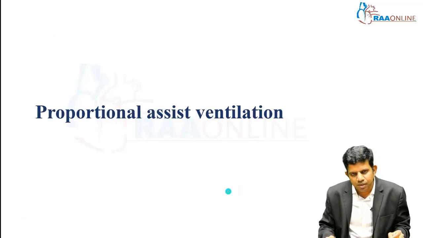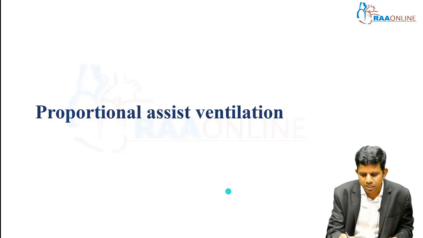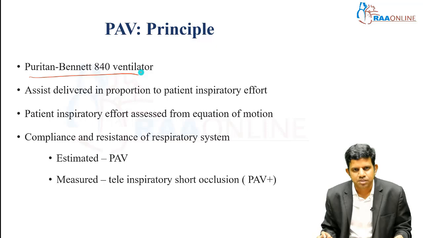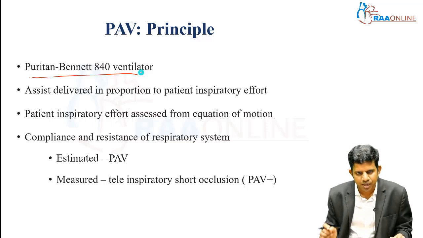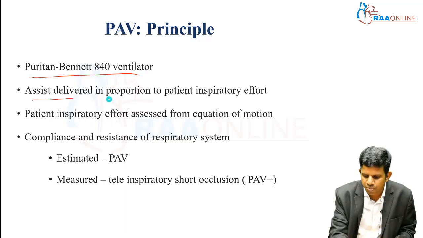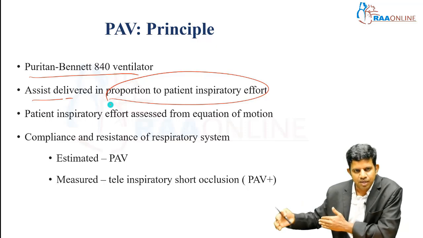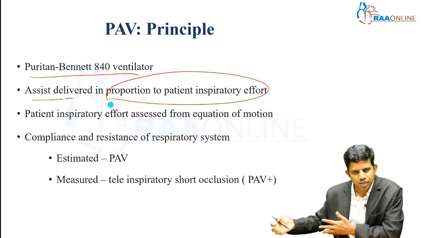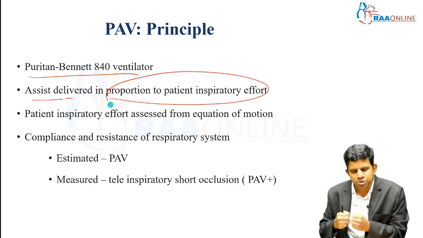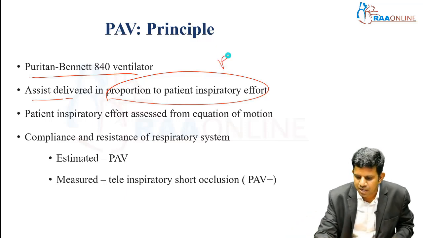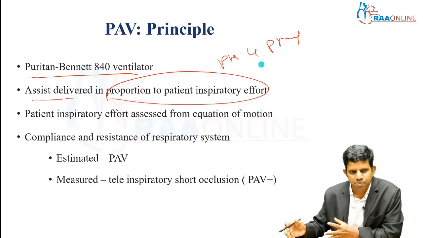First we will go with the first proportional mode of ventilation, that is proportional assist ventilation. Not all ventilators have this mode; only a few ventilators, such as the Puritan Bennett ventilator, have proportional assist ventilation. I already discussed that the assist is delivered in proportion to the patient's effort. If the patient's demand is high, the inspiratory effort will be very high and the ventilator will give more support. If the demand is less, the inspiratory effort will be less and the ventilator will give less. So, P vent and P mus are directly proportional.